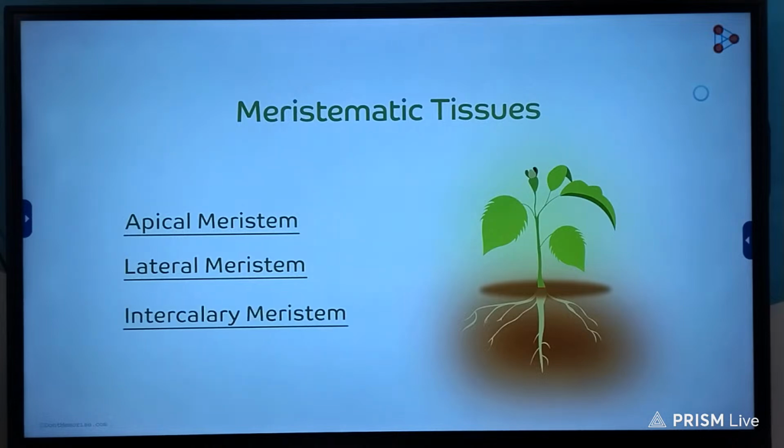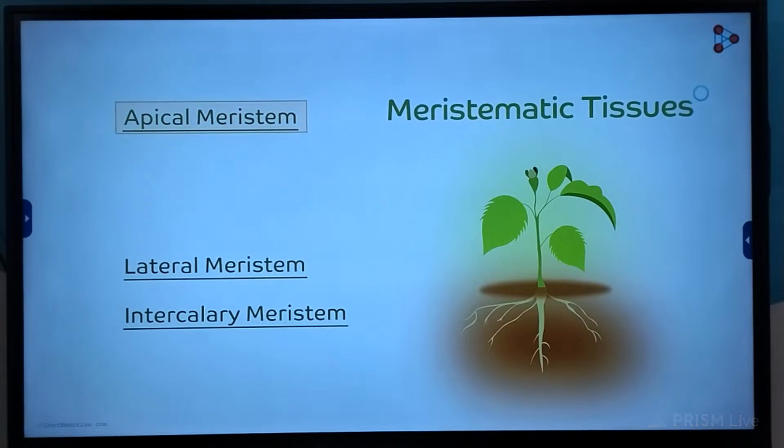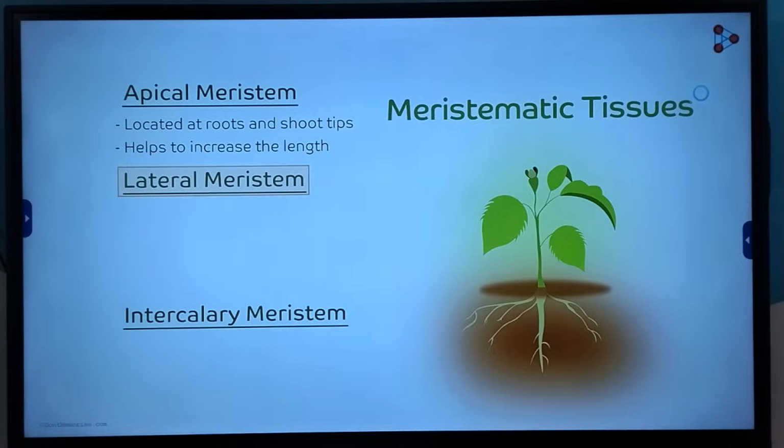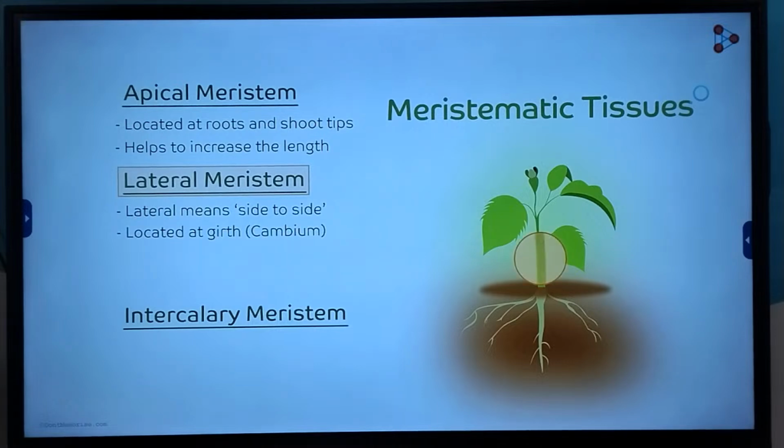Do not be let down by these difficult names. Let me make them easy for you to understand. Apical meristem tissues are found in the growing tips of the stems and the roots. This tissue divides and helps increase the length of the plant. What about the second one, lateral meristem? Do you know where it is found in the plant body? The word lateral means side to side, and this means the girth of the plant. The lateral meristematic tissue divides and increases the girth of the plant. Apical increases the length and lateral increases the girth. This girth of the plant is also known as the cambium of the plant.